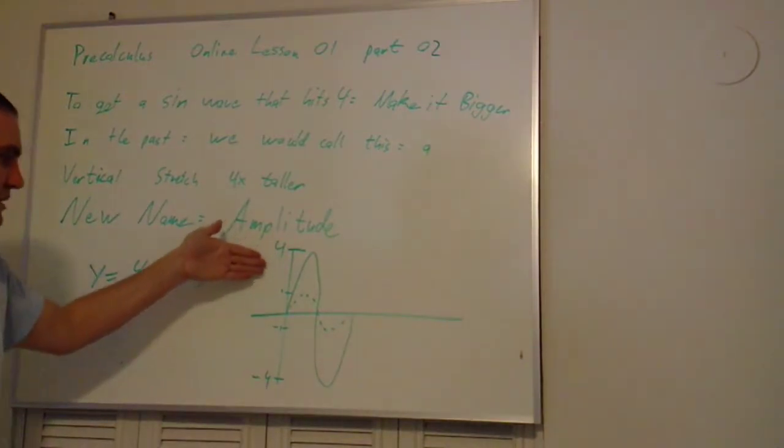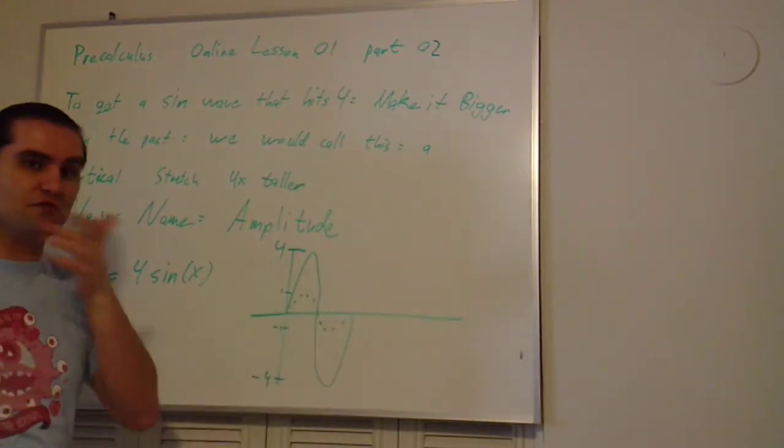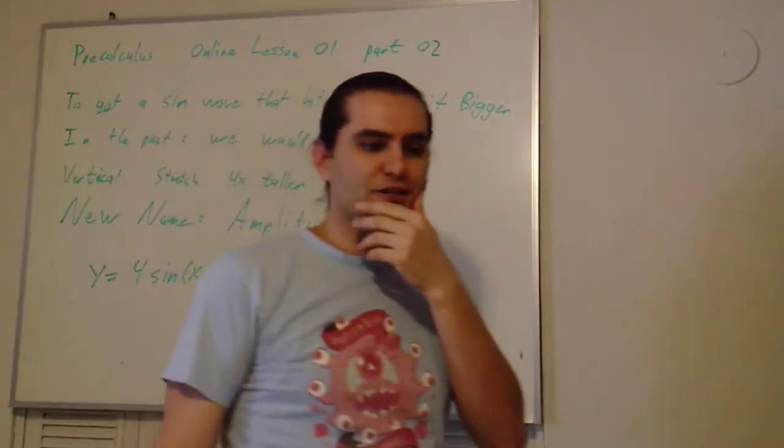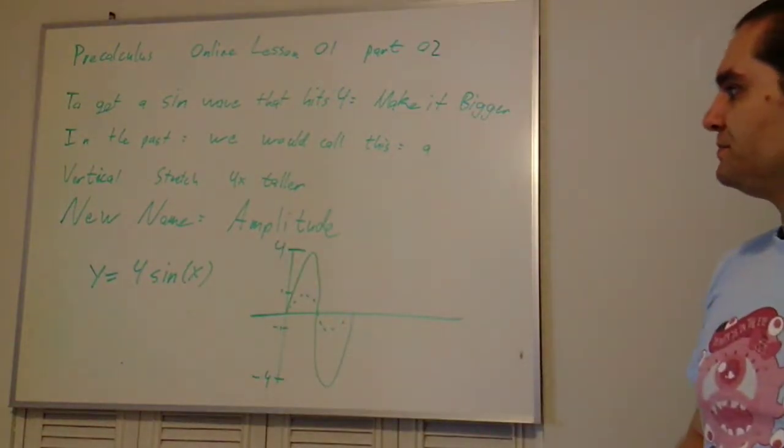If you want to check this out with a table of values, do it. You have a unit circle at your disposal. You know how to multiply numbers by 4. I trust in your ability to verify this on your own if you feel so inclined.